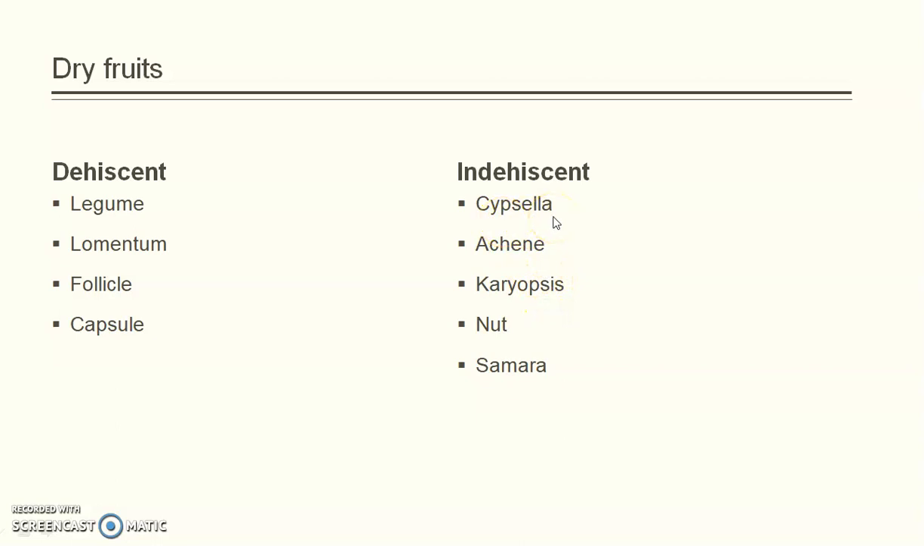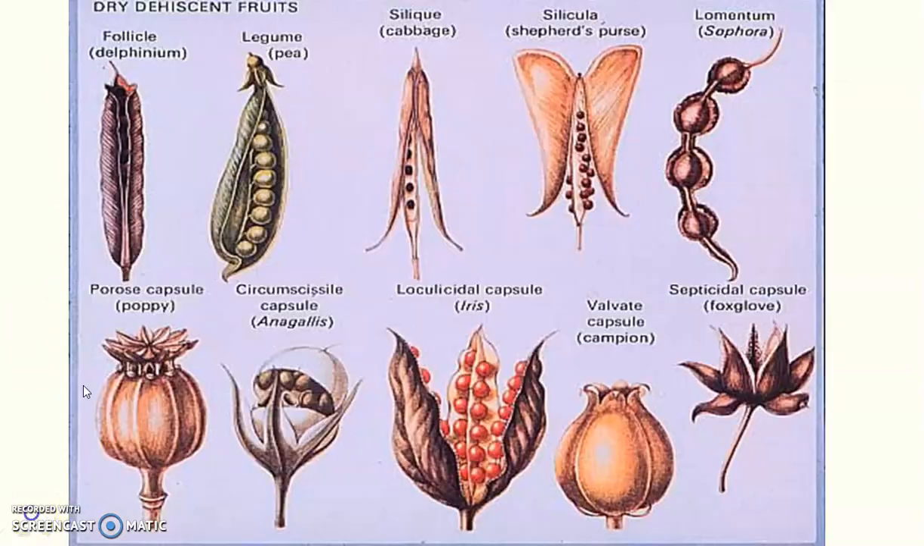Cypsella is a girl. She is suffering from Akin and she goes to the doctor. After consultation, the doctor said it is a new disease called Caryopsis, advised her not to worry, and asked her to take Nut and Samara in order to cure this disease. Like that, for any difficult points and terms, you can create short stories.